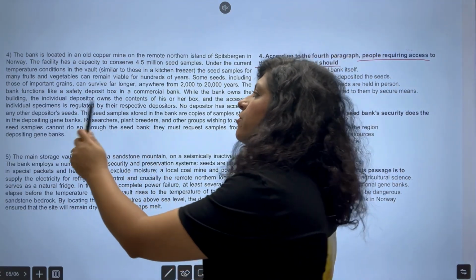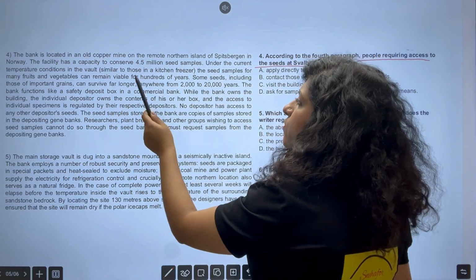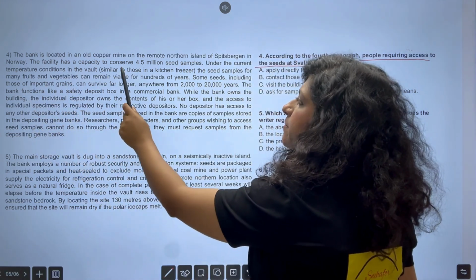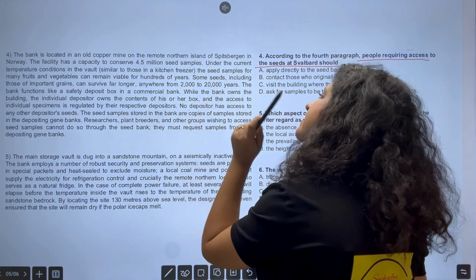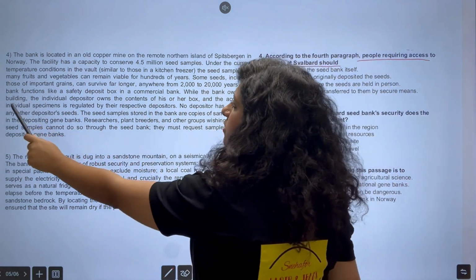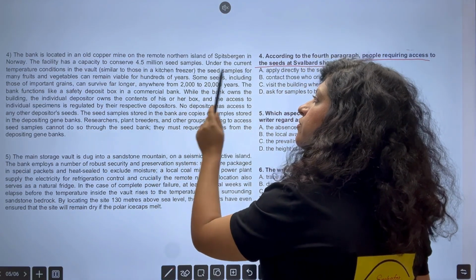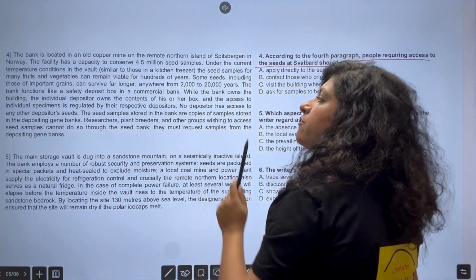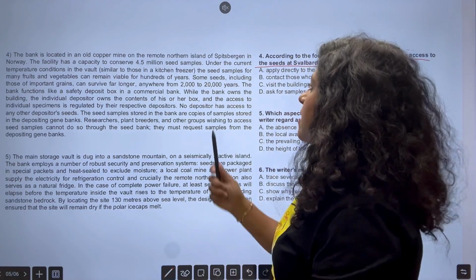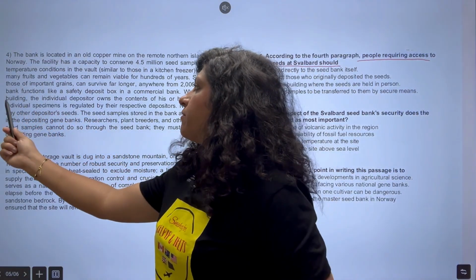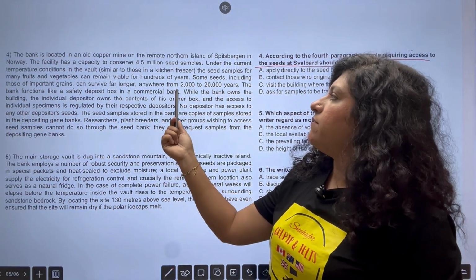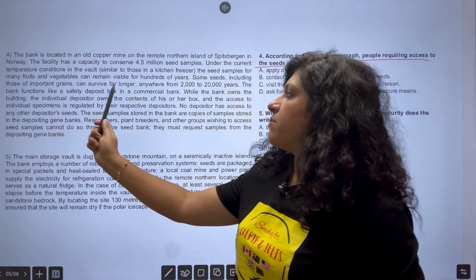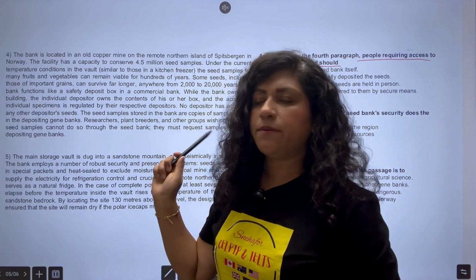Paragraph 4 says, the bank is located in an old copper mine on the remote northern island of Spitsbergen in Norway. The facility has a capacity to conserve 4.5 million seed samples under the current temperature conditions in the vault, similar to those in a kitchen freezer. The seed samples from many fruits and vegetables can remain viable for hundreds of years. Some seeds, including those of important grains, can survive far longer, anywhere from 2,000 to 20,000 years. The bank functions like a safety deposit box in a commercial bank.